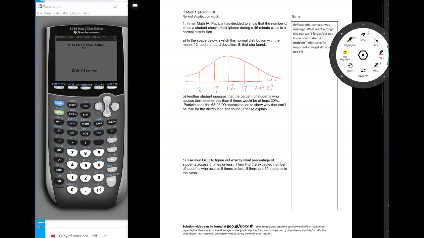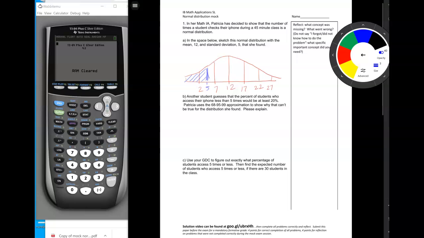Part B, another student says that the percent of students who access their phones less than 5 times would be at least 20%. 5 times, at least 20%. So let's mark 5 on here. So 5 would be around here. The people who access their phone less than 5 times would be these people here. And so another student thinks that that would be at least 20%.